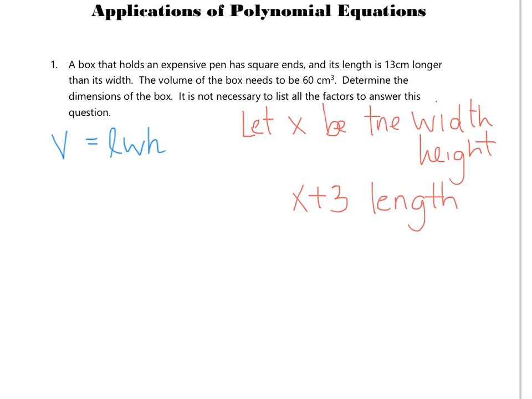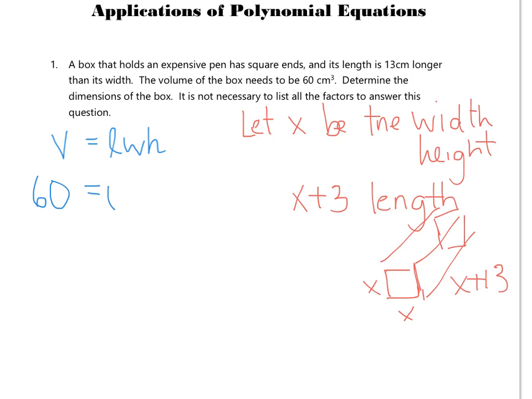And just to give you a visual, this is like a box like this, right? That would hold a nice fancy pen. Sorry, not that easy to draw on here, but you get the idea. This is x, this is x. This is our x plus 13. Okay, so we know then that we can go back to our volume equation, and we know that they gave us a volume of 60. Okay, we know that our length is x plus 13, and we have an x, and we have an x.